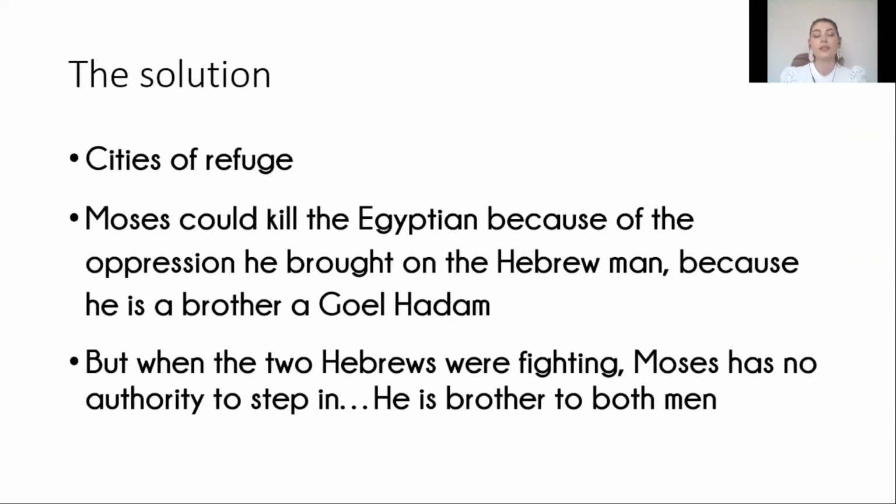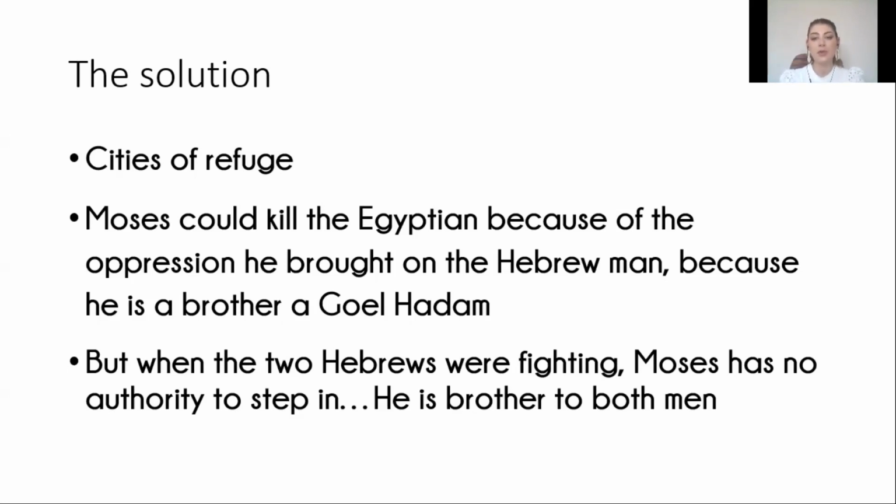So Moses could kill the Egyptian man because of the oppression that the Egyptian man brought upon the Hebrew man, because he is a brother. So Moses could kill the Egyptian guy because he was avenging his Hebrew brother. He was acting as a Goel Hadam.